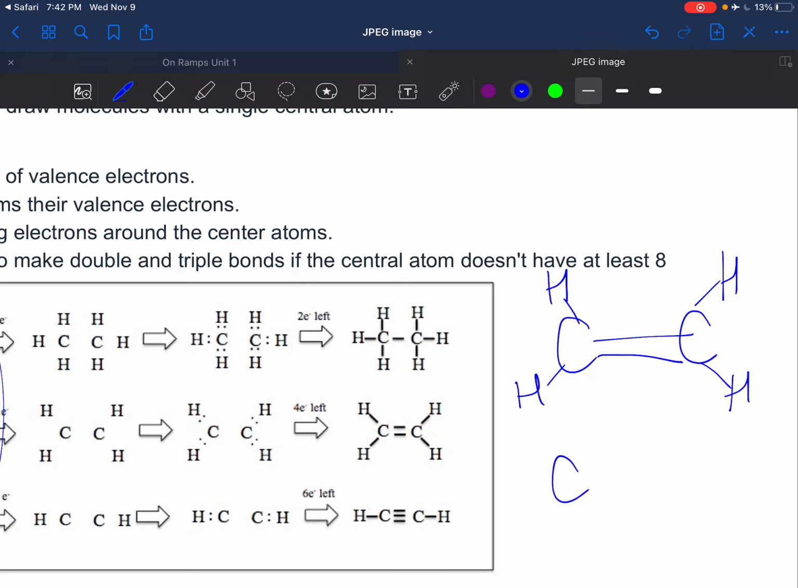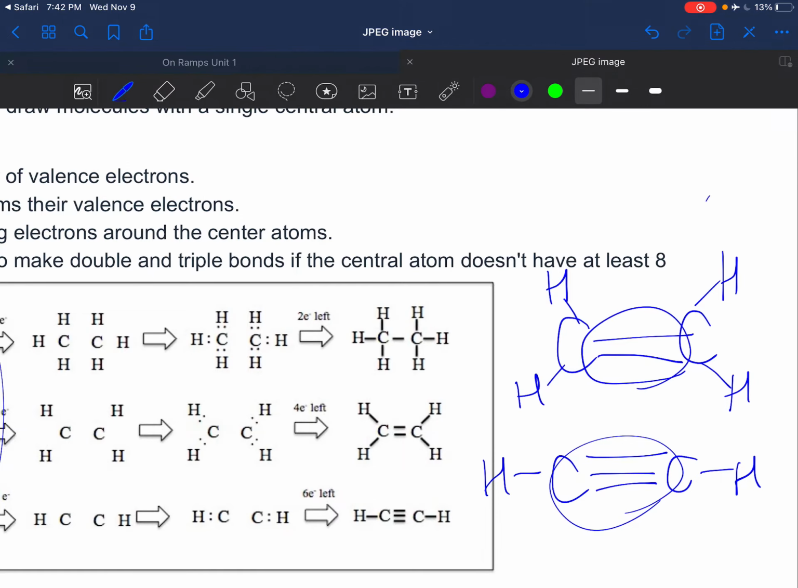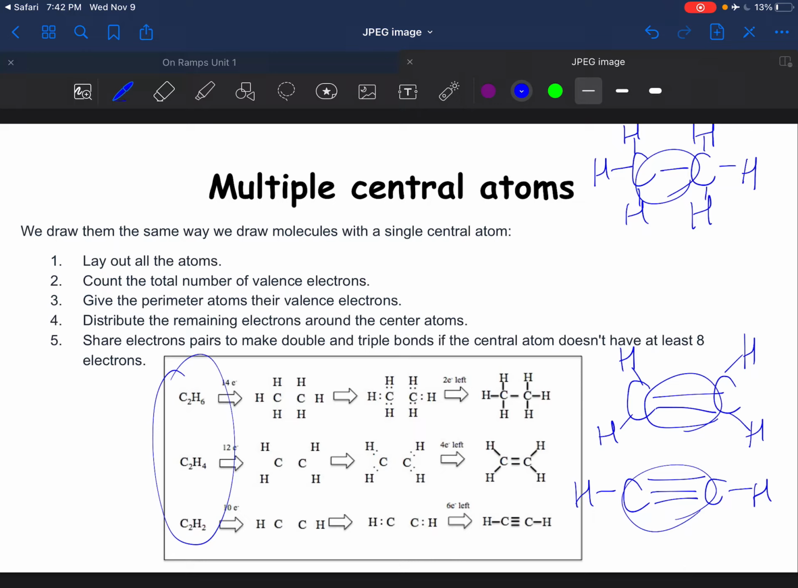Now C2H2, 1 hydrogen for each carbon. Okay, so we only have 2 bonds on the carbon, so we're going to double bond. Now 3 bonds on the carbon. We need 2 more electrons, so 1 more bond. So now we have a triple bond right here on C2H2, a double bond on C2H4, and a single bond on C2H6.